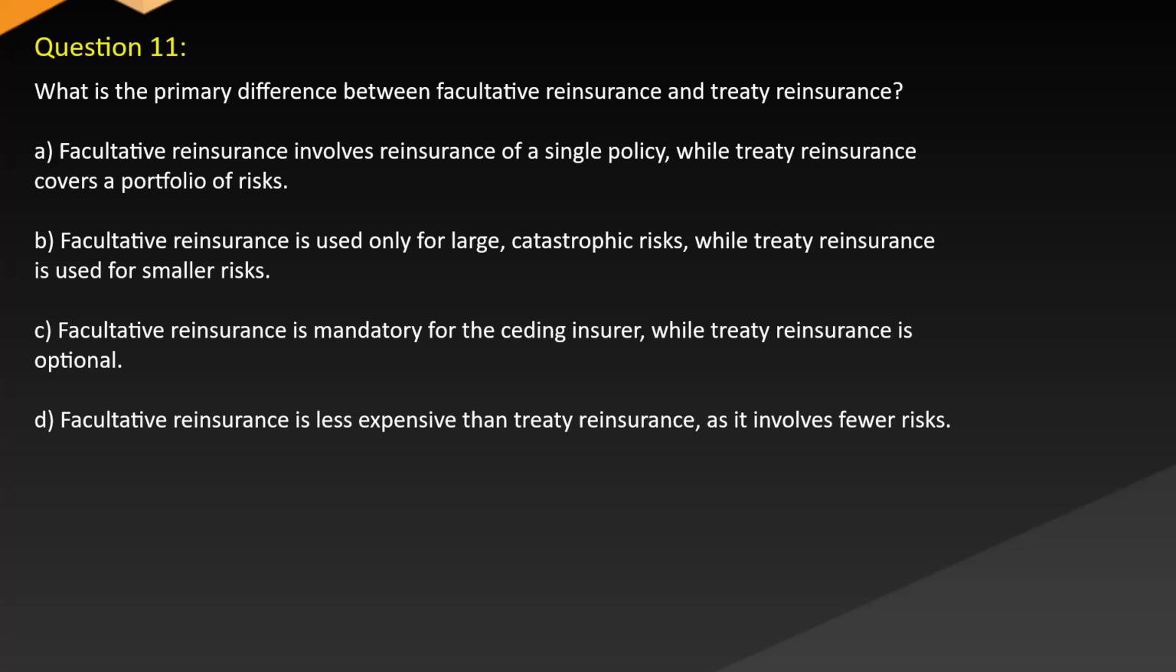Question 11. What is the primary difference between facultative reinsurance and treaty reinsurance? A. Facultative reinsurance involves reinsurance of a single policy, while treaty reinsurance covers a portfolio of risks. B. Facultative reinsurance is used only for large catastrophic risks, while treaty reinsurance is used for smaller risks. C. Facultative reinsurance is mandatory for the ceding insurer, while treaty reinsurance is optional. D. Facultative reinsurance is less expensive than treaty reinsurance. It involves fewer risks.